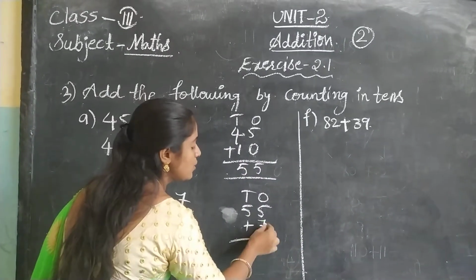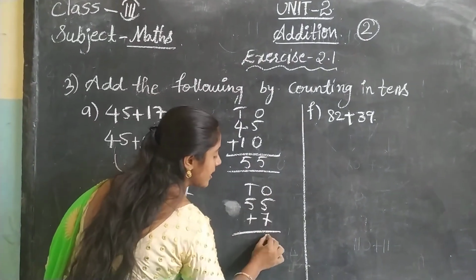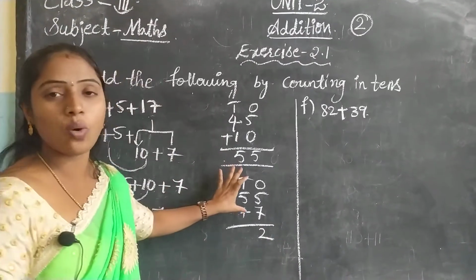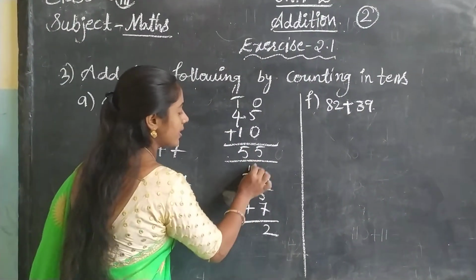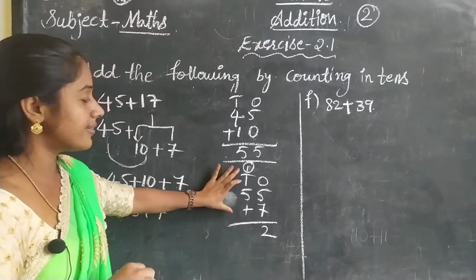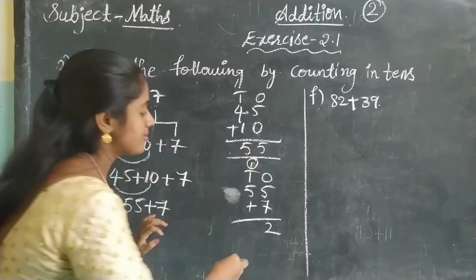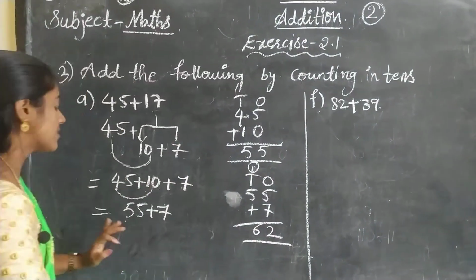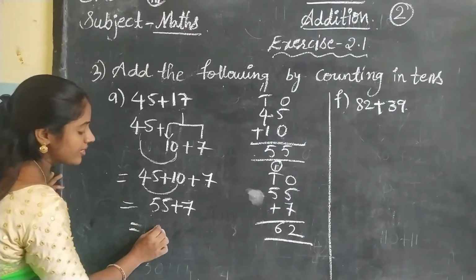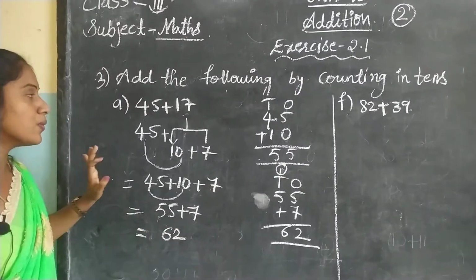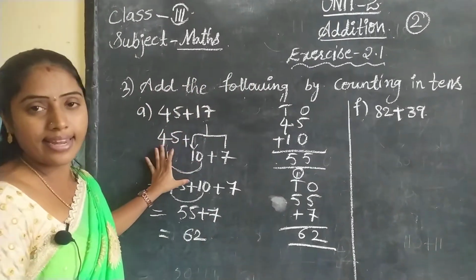So 12 means you should write 2 in ones column down. 1 carry over to the tens place. Okay, 1 is carried to the tens place. So you should add 5 plus 1. After 5, 6. So the answer is 62. 55 plus 7 is equal to 62. This is the counting in tens way.